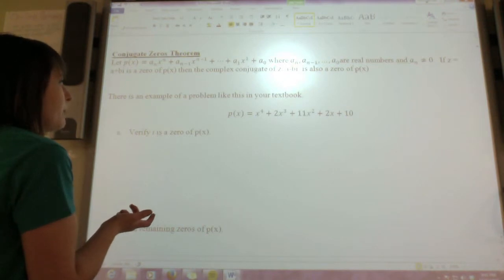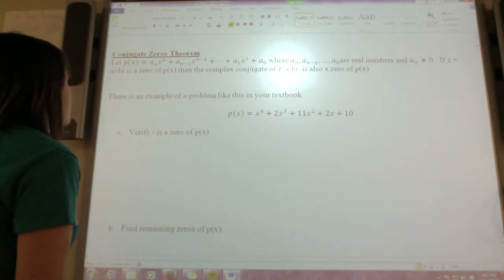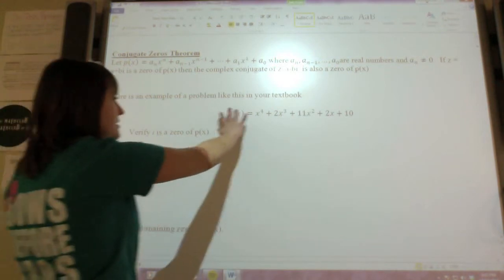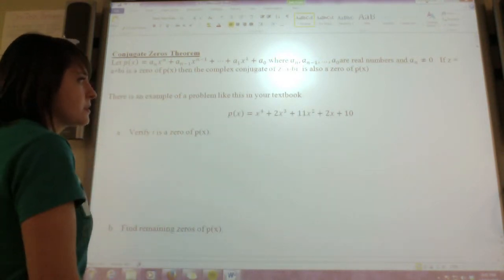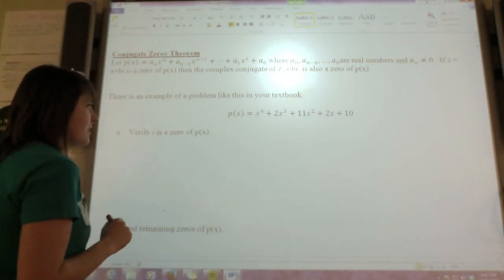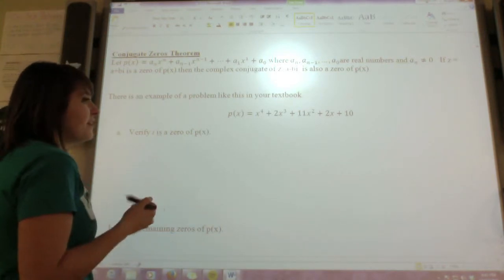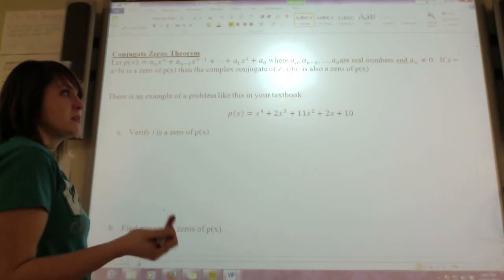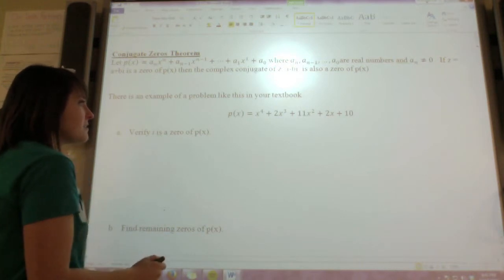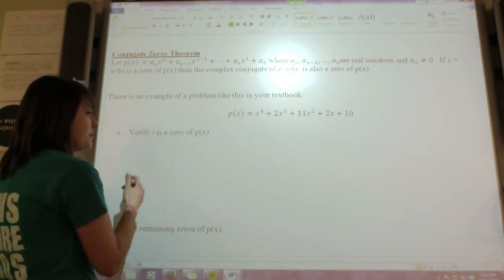Alright, there's an example of a problem like this in your textbook, but let's just go through it. So the first one says verify that i is a 0 of p of x. So this is my function p of x, x to the 4th plus 2x cubed plus 11x squared plus 2x plus 10. If I want to verify that i is a 0, well, I know that using the theorems in the previous chapter, if f of c equals 0, that means that it is a 0 of the function. So basically, if I plug this into the function for x, I should realize that it's a 0. I should get no remainder also.